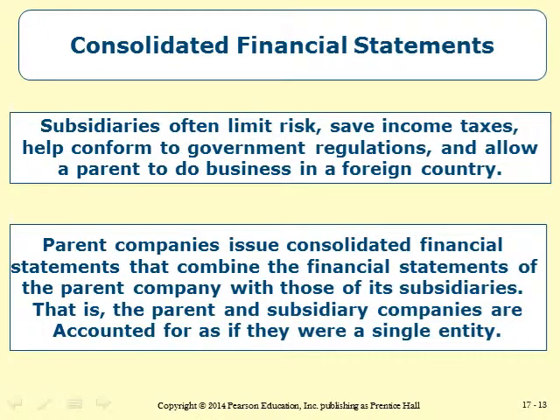The parent-subsidiary relationship requires special accounting treatment. Parent companies issue consolidated financial statements that combine the financial statements of the parent company with those of its subsidiaries. That is, we account for the parent and subsidiary companies as if they were a single entity. And that's because consolidated statements give investors a more accurate picture of the whole organization's health. So let's look at the issues that arise when consolidating financial statements.